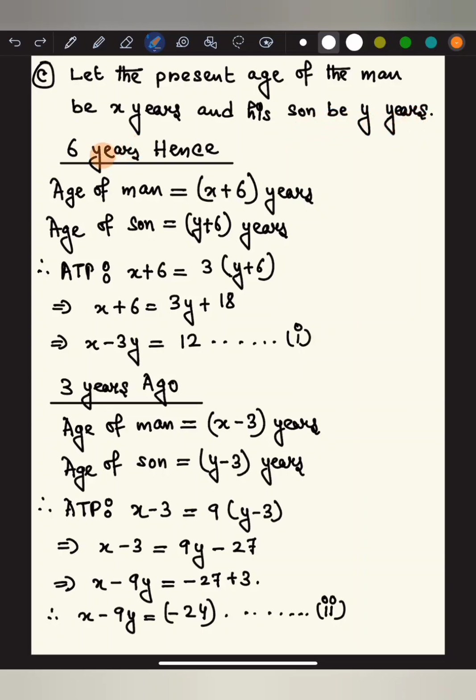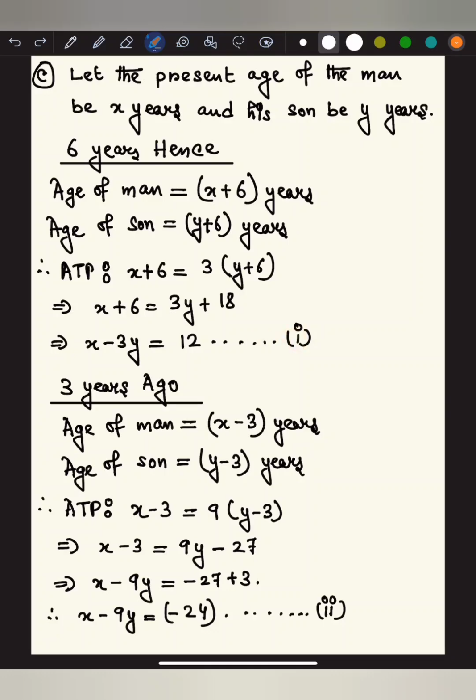Okay, then 6 years hence means after 6 years. So after 6 years age of man will be what? The present age of man is x years, therefore after 6 years the age of man will be x plus 6 years. Similarly the age of son will be y plus 6 years. Now according to the problem we have x plus 6 is equals to 3 into y plus 6, which implies x plus 6 equals to 3y plus 18, which implies x minus 3y is equals to 18 minus 6, which is equals to 12. This is equation 1.